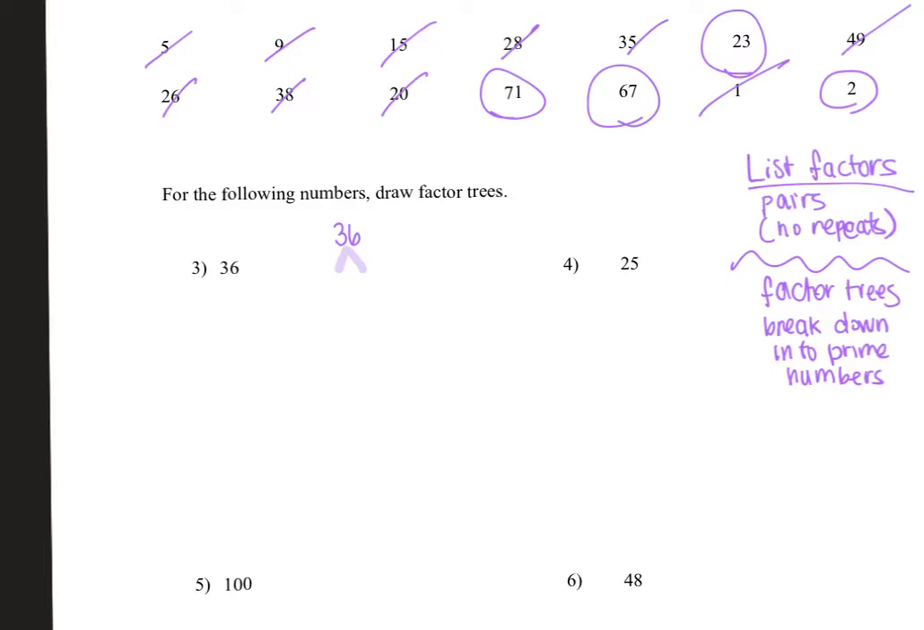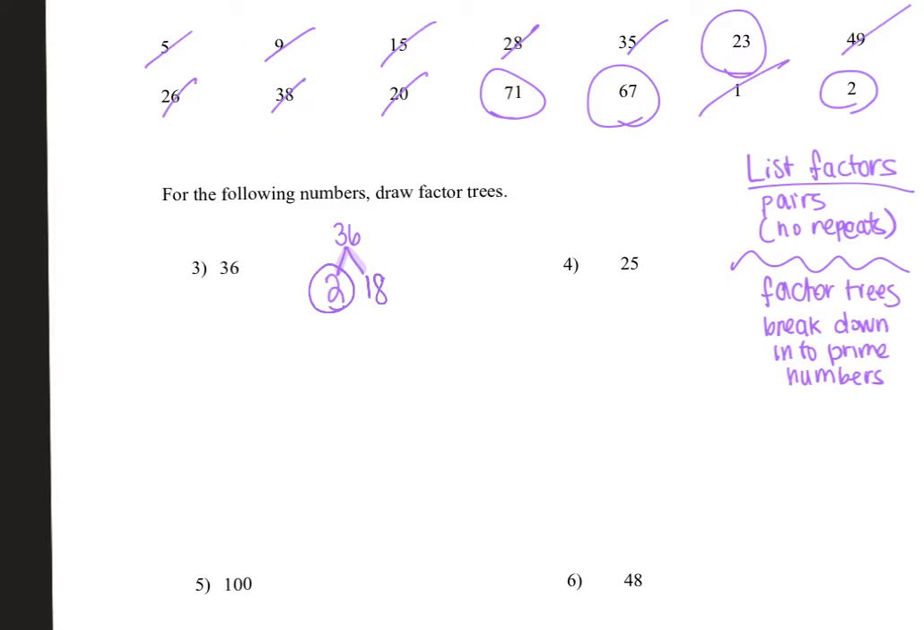This is why it's called a tree. Okay, and I'm going to write the 2 here. I always write my prime number to the left. That's just how I do it. And then you basically, again, so 2 and 18. Now 2 is a prime number, so I circle that.